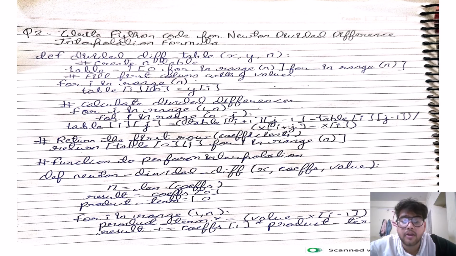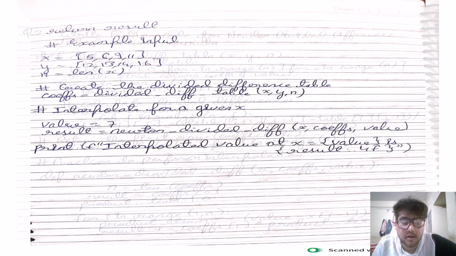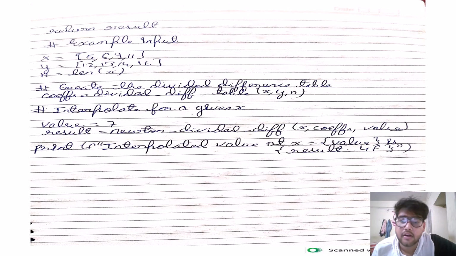The next function will perform the interpolation, and we will have the coefficient and x variables. So n is equal to the length of coefficient, result is equal to coefficient of 0, and the product term we will start with 1, for i in range, and in the product term we will update it, and then we will get the result.